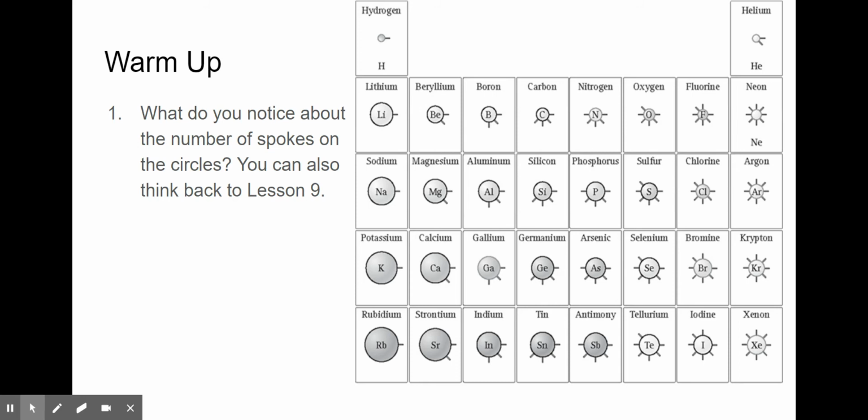The best thing to do is look at everything in the same column. So go from hydrogen, lithium, sodium, potassium, rubidium, all the way down that column. Everything in that column has the same number of spokes. But if we start at lithium and move from left to right all the way over to neon, we will notice that as we move to the right, we gain another spoke.